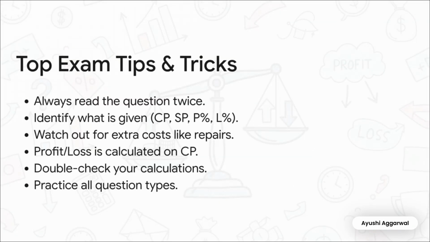Okay, here are some golden rules for you. First, always read the question twice. I can't stress this enough. Second, clearly identify all the information that's given to you. Third, don't forget to add those extra costs like repairs into the CP. Fourth, remember, profit and loss are always calculated on the CP. Fifth, please double-check your calculations. And most importantly, practice every single type of question.